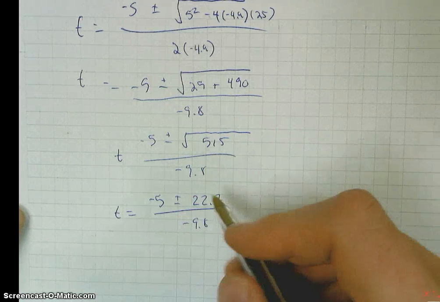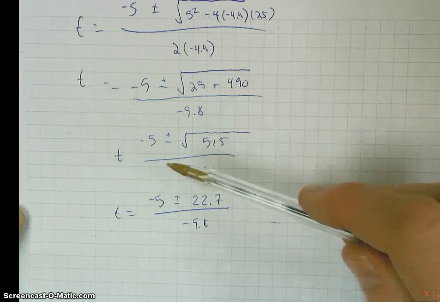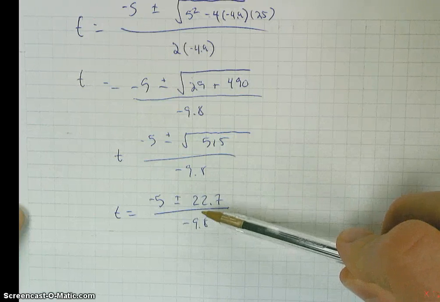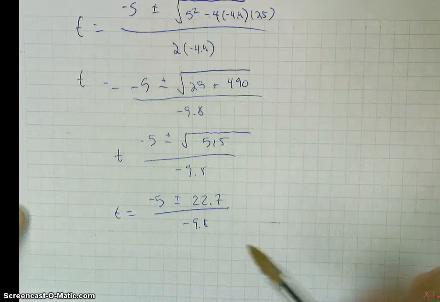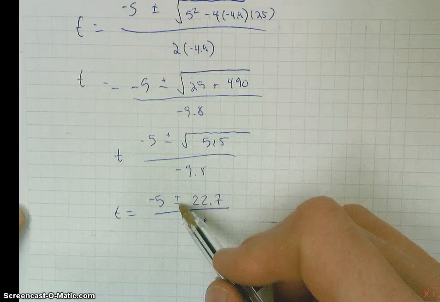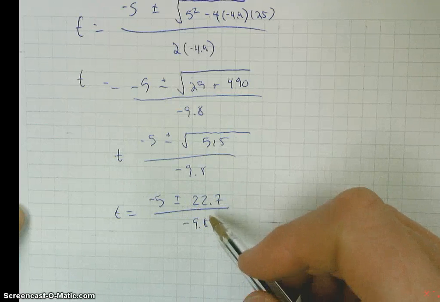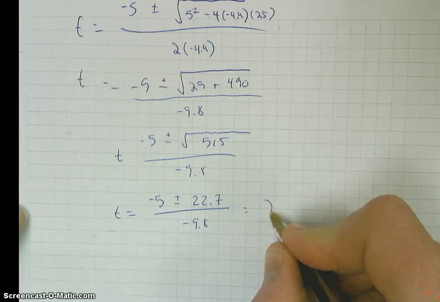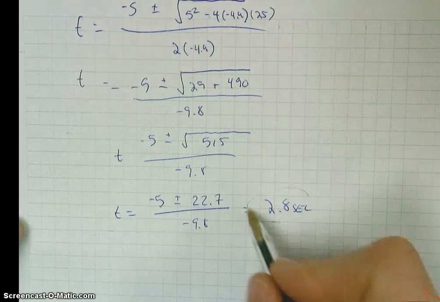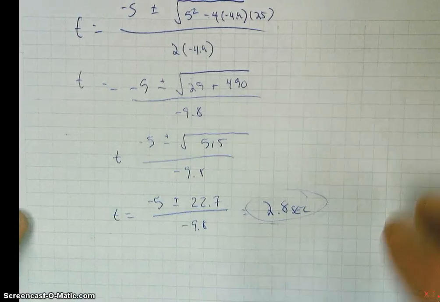Okay, now we can't have a negative time, there's no such thing. So right away I'm looking at this. If I add these together, I'm going to have a positive number on top, negative number on bottom. Can't have a negative time. So instead I'm going to take negative 5 minus 22, divided by negative 9.8. That's going to get me 2.8 seconds. Okay, so now I have the amount of time the object's going to be in the air using a quadratic.